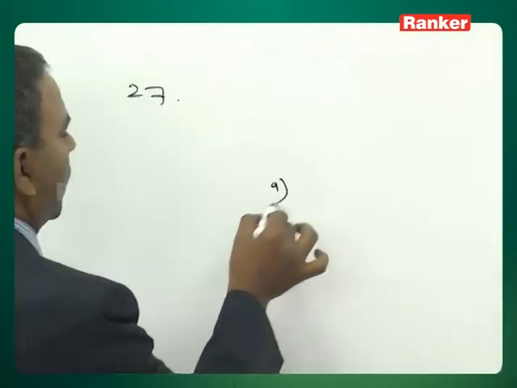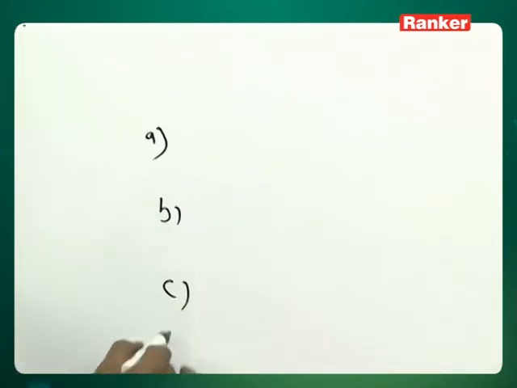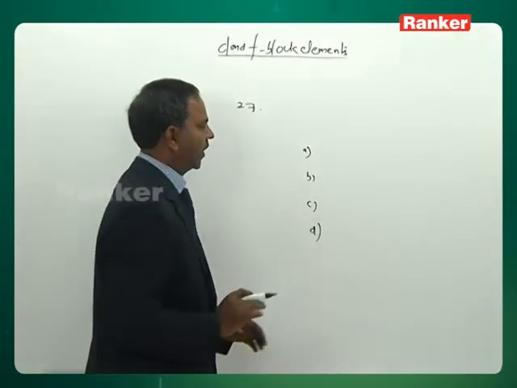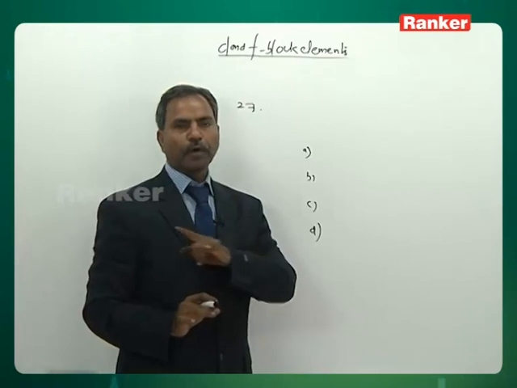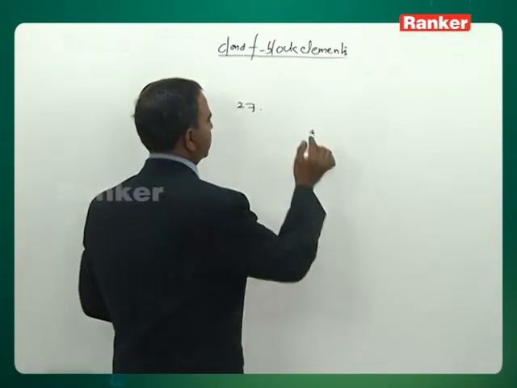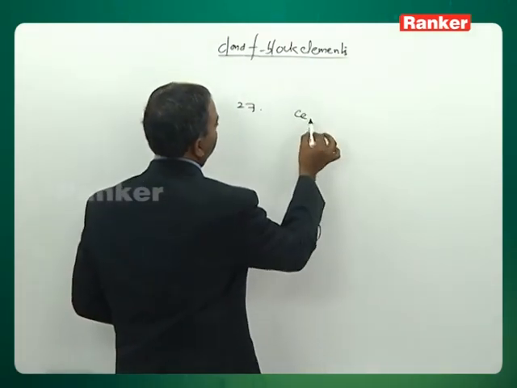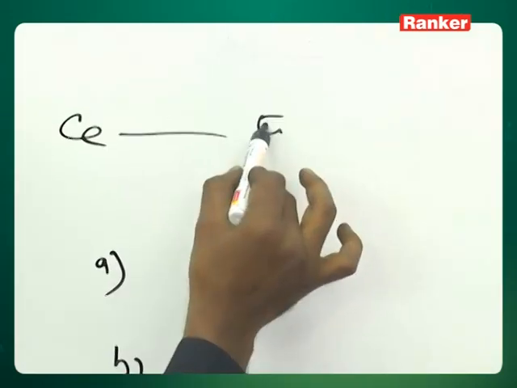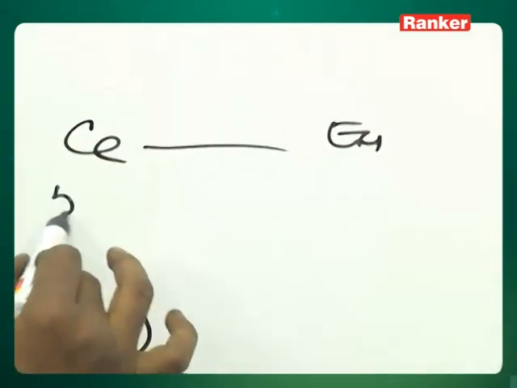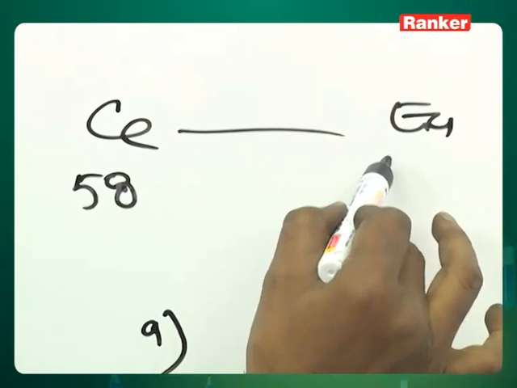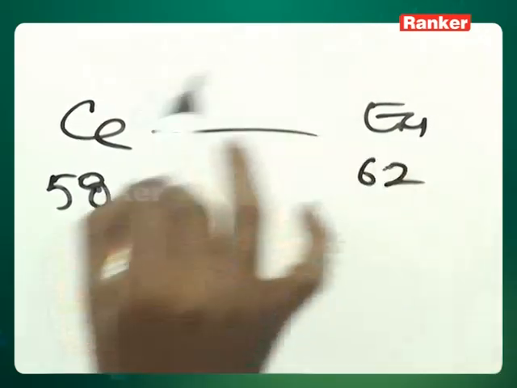Now, let us keep options A, B, C, D aside. All the lanthanides are classified into two sets. What are the lanthanides? Look here, cerium to europium, you take. Europium is 62, so this is 58 to 62.